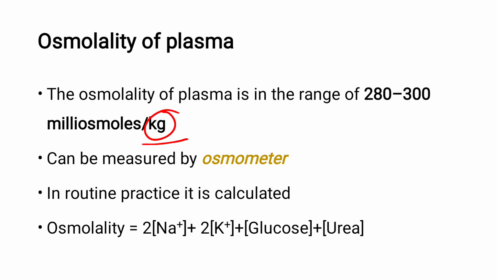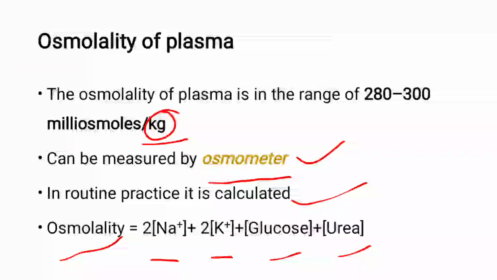So how do we measure the osmolality of plasma? It can be directly measured by an instrument called an osmometer, but in routine clinical practice it is usually calculated. The osmolality formula is 2 times sodium concentration, plus 2 times potassium concentration, plus glucose concentration and urea concentration in the plasma. If you add all these 4 components, you will get the approximate amount of osmolality.